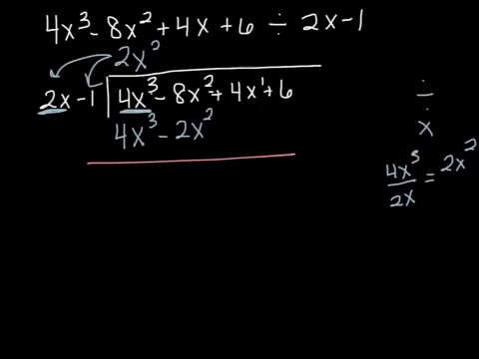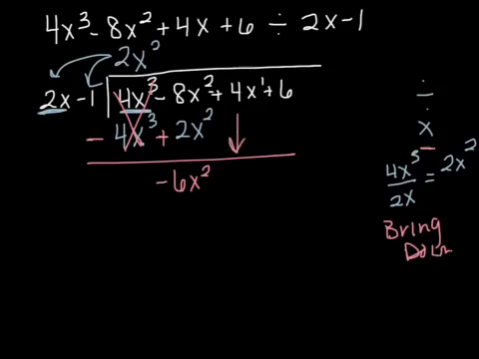Next thing we're going to do is we're going to subtract. When I subtract, that means I change the sign of each term. That cancels, and I get negative 6x squared. Then I bring down. So I'm going to bring down the plus 4x to the first. So I'm going to divide. I'm going to take negative 6x squared, and I'm going to divide it by 2x. So I'm dividing it by this piece. That gives me negative 3 and an x.